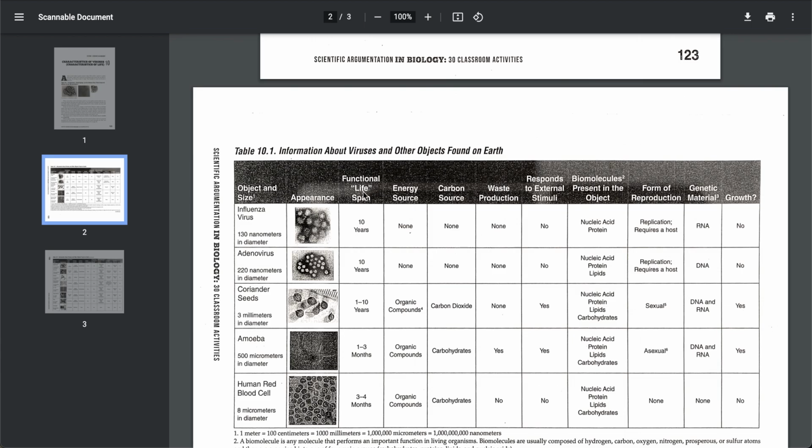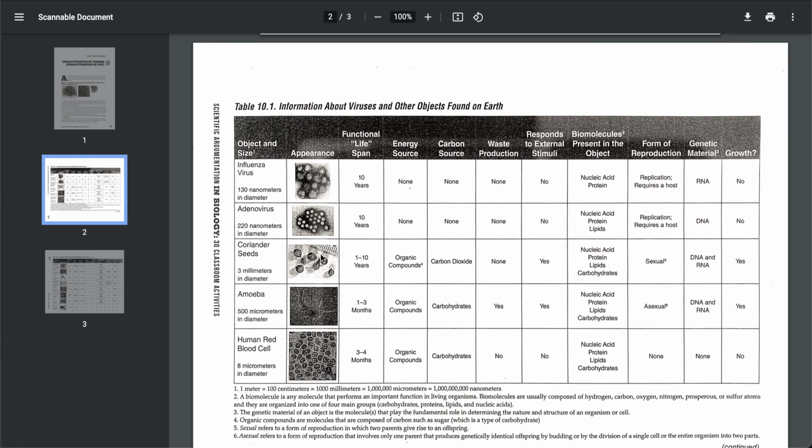So it gives you the lifespan, where it gets its energy from, where it gets carbon from, whether it has waste production, does it respond to stimulus, are there biomolecules, or macromolecules, as we call them. Those are proteins, lipids, carbohydrates, the things that we need to survive. Does it have those present? Does it reproduce? Does it have genetic information, DNA or RNA? And does it grow? So I want you to skim through there and identify some of these objects and whether you would consider them to be living or not based on the information that you have.